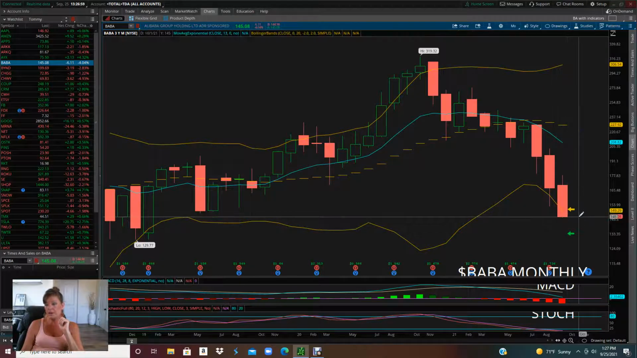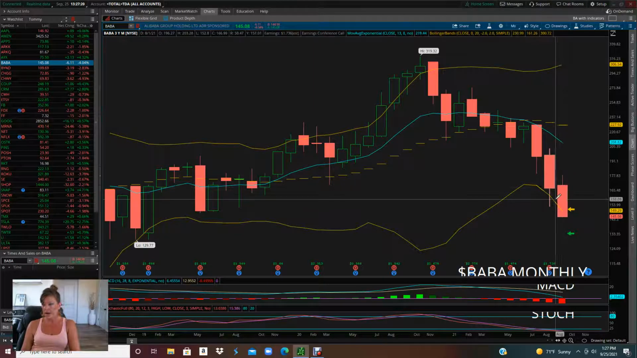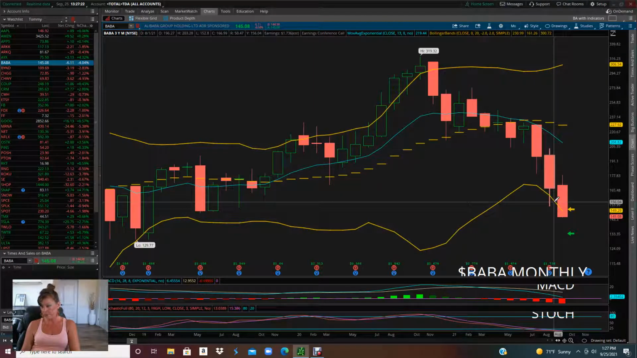I do have a 200 down here that I'm watching, around 133. If not this month, maybe next month, if at all, I don't really know. But price is well below that monthly lower Bollinger Band. I think we've got one more week of this month left, so the price could easily pull back up to get within that monthly Bollinger Band before the end of the month, which is around 149.